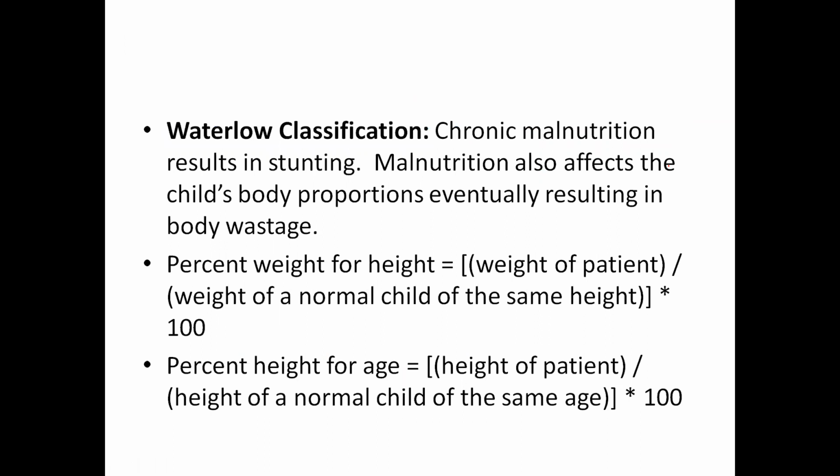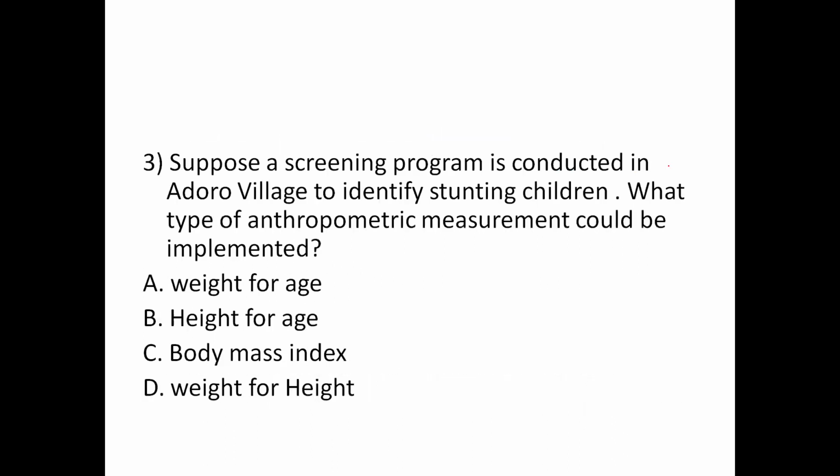So how is percent weight for height calculated? Percent weight for height is calculated as the weight of the patient over the weight of a normal child of the same age, multiplied by 100. Percent height for age, based on the Waterlow classification, is equal to the height of the patient divided by the height of a normal child of the same age, multiplied by 100, and it is expressed as a percent.